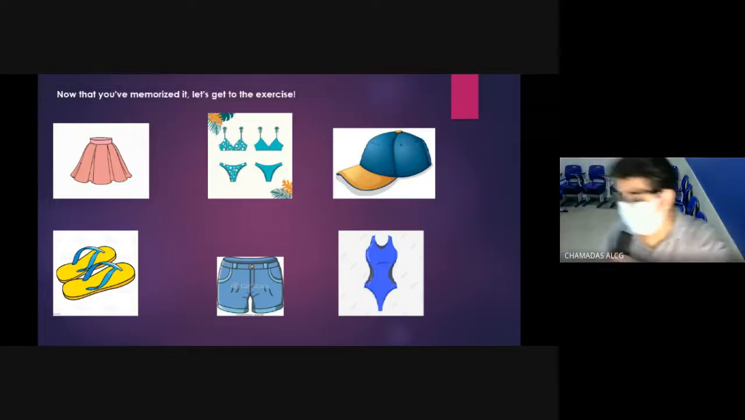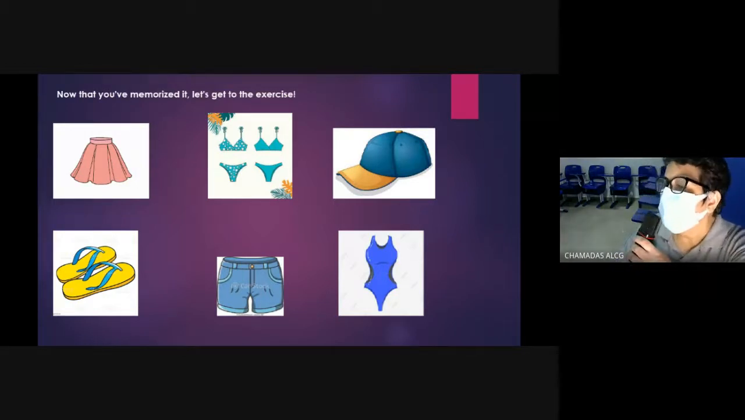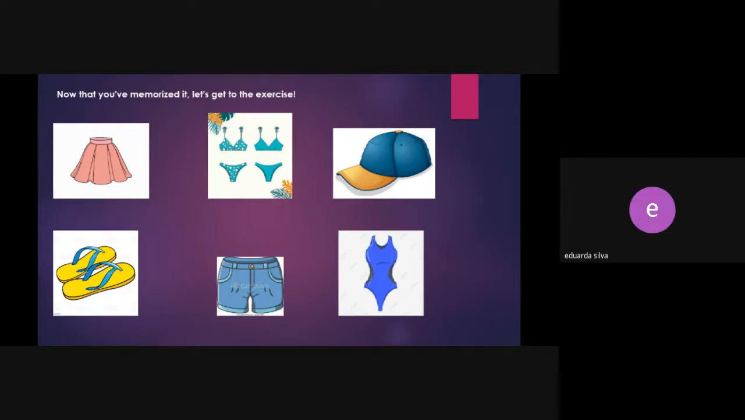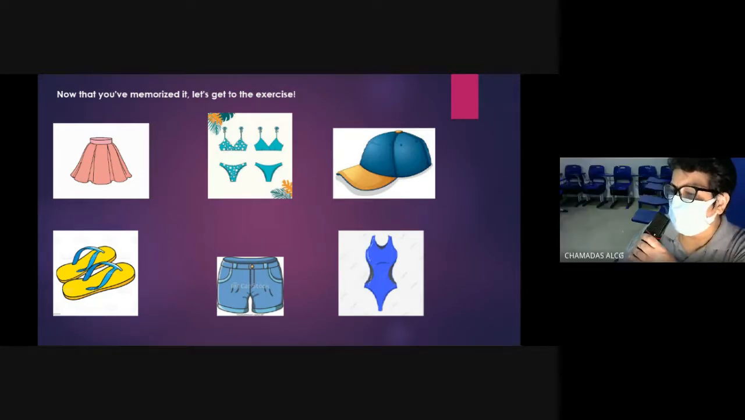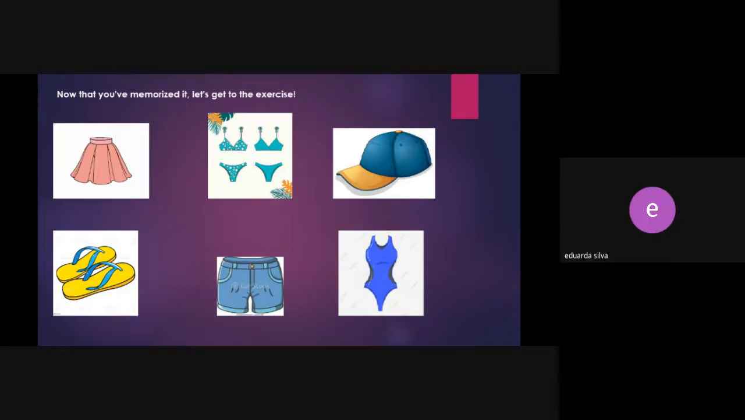You're welcome. So the second one. Okay, shorts. Yes, Felipe. Number 3 is a cap. Flip-flops. Yes, number 4, flip-flops. Yes. Number 5, shorts. Number 6, Mai. Mei. Eu não sei. No.